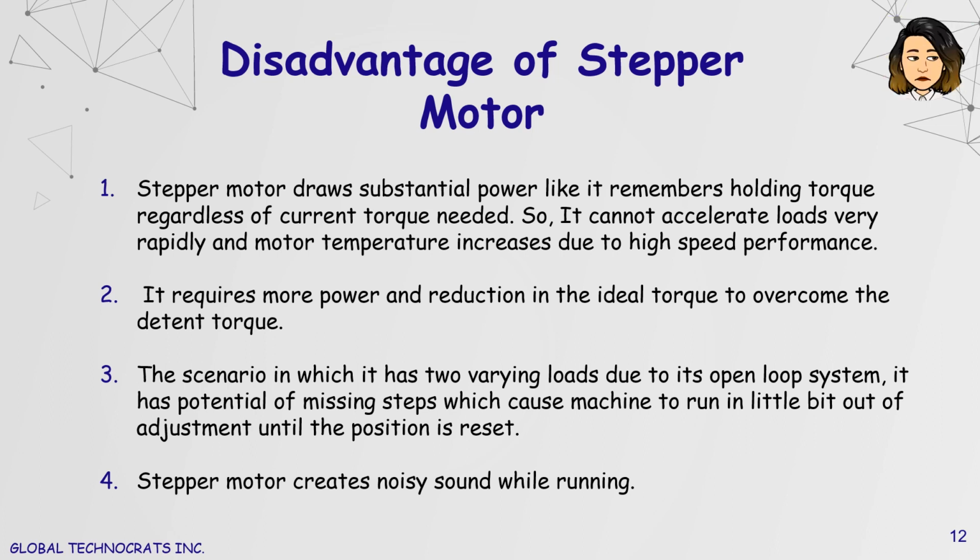Disadvantages of stepper motor. A stepper motor draws substantial power, as it maintains holding torque regardless of the current torque needed. So it cannot accelerate a load very rapidly, and motor temperature increases due to high speed performance. It requires more power and a reduction in the ideal torque to overcome the detent torque. In a scenario with varying loads, due to its open loop system, it has potential of missing steps, which causes the machine to run with a little bit of adjustment until the position is reset. A stepper motor creates noise while running.